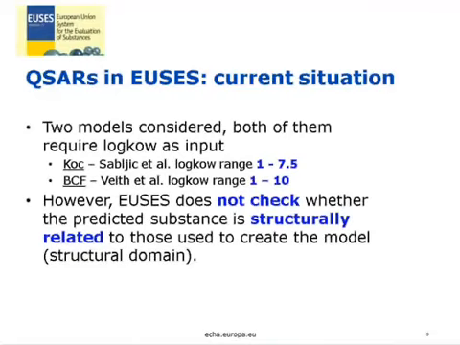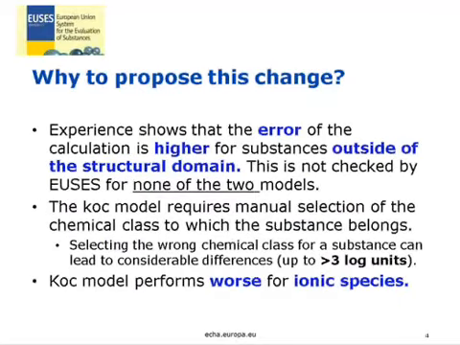So let's say EUSES is used to calculate the KOC and the BCF value, and they are for log KOW range for KOC between 1 and 7.5, and for the BCF value between 1 and 10. The issue is EUSES does not check whether the predicted substance is structurally related to those used to create the model. So it means you have several models. You can choose predominantly hydrophobic, for example, and you, as the user, decide which ones you want to choose, but there is no check behind if your choice is in fact the correct one.